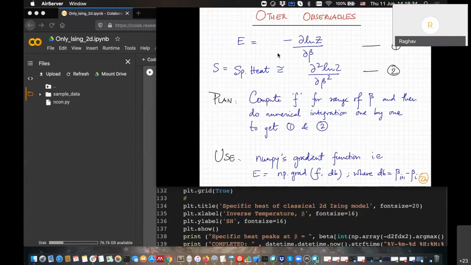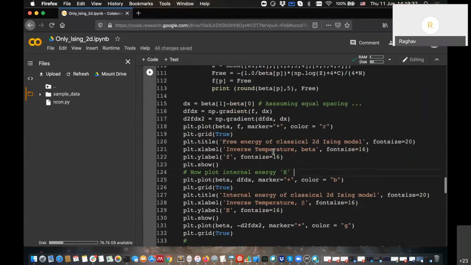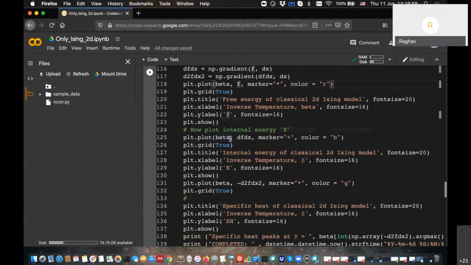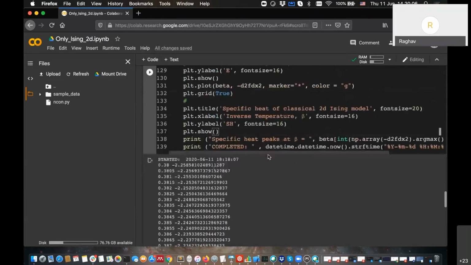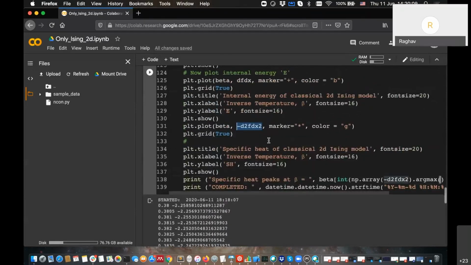So in the code, we are doing this step. This is df by dx. We are assuming equal spacing of beta, which is 0.0005 in this case. So we do np gradient f comma dx. Dx is d, which is 0.0005, as you can see. And then you do the same thing for internal energy, df by dx. And then you do it for specific heat, which is d2f by dx square. And let's look at the results.